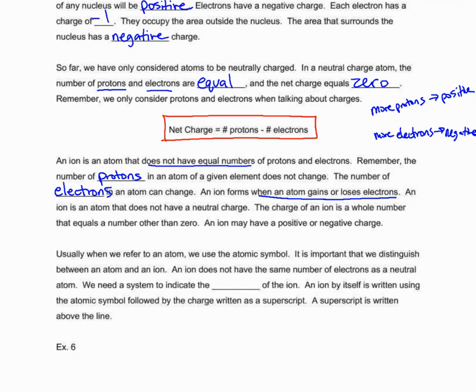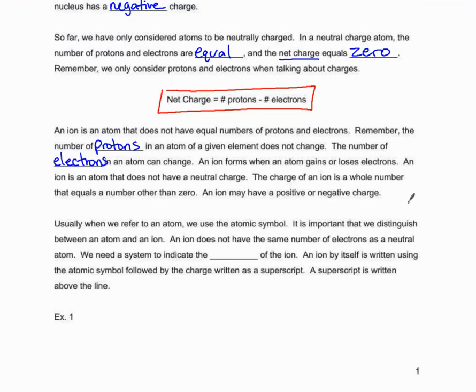The charge of an ion is going to be a whole number. No decimals, no fractions. It's a whole number, and it equals a number other than 0. And again, an ion may have a positive or negative charge. It all depends on, are there more protons? Positive. Are there more electrons? Negative.